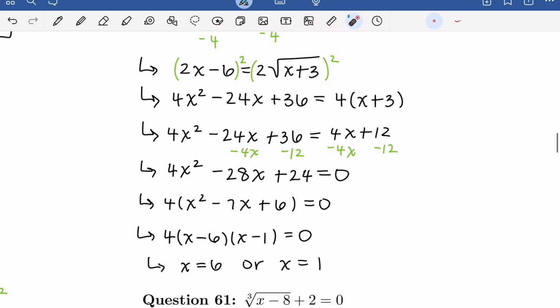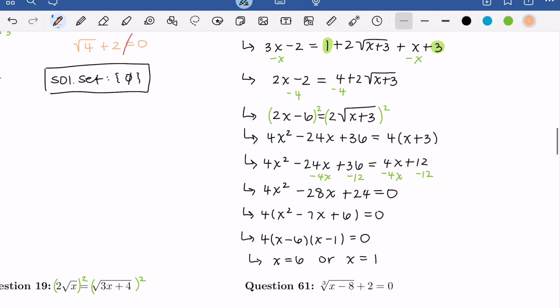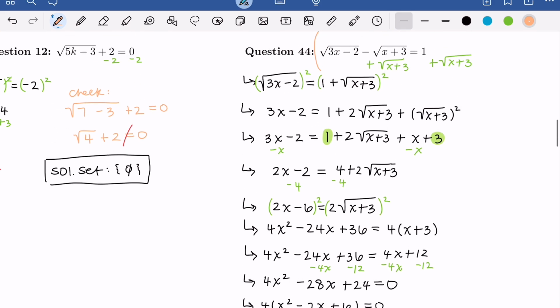Alright, so those are our proposed solutions, and again, we're going to have to check them. So, let's come up here, put that on the side. So our first solution that we're going to check is plugging in x is equal to 1. So, we're going to have 3 times 1 minus 2 under our square root here. So that'll just be the square root of 1.